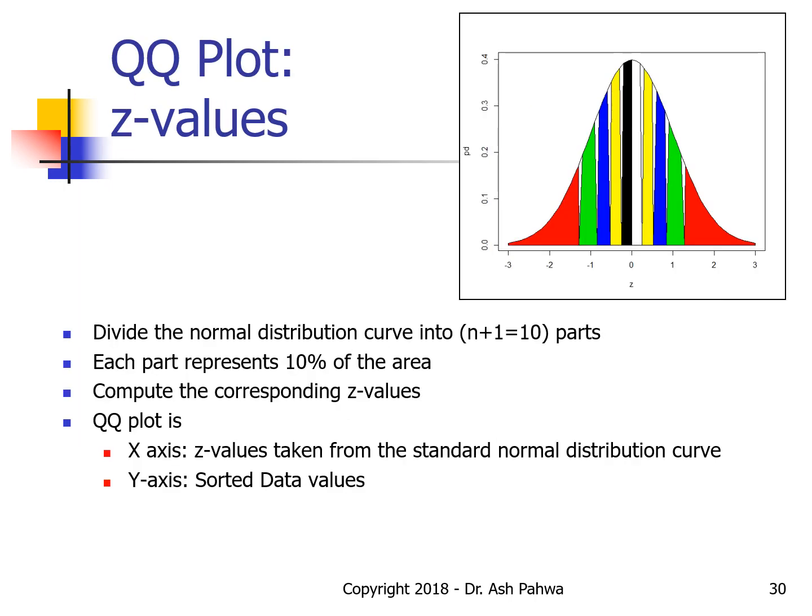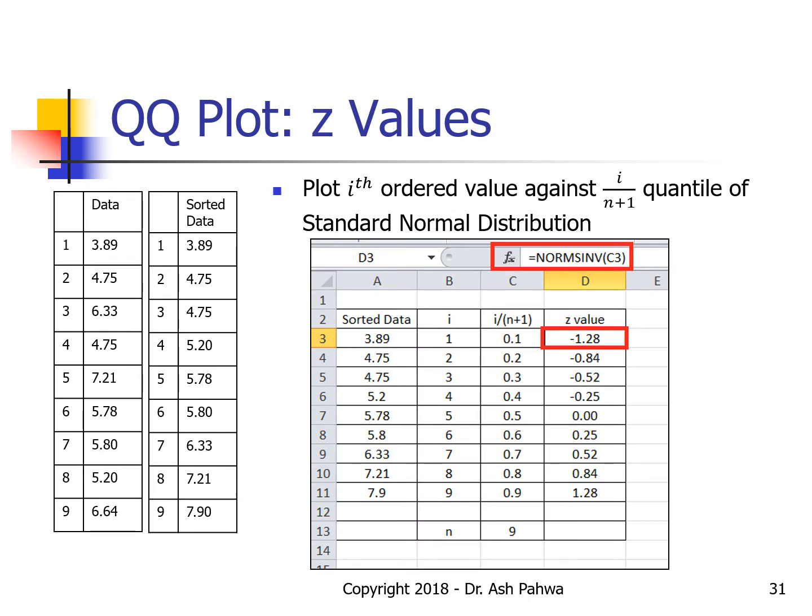Now let us compute the z-values. We do this by dividing our standard normal distribution curve into 10 parts. Since we have 9 observations, we are going to divide our curve into n plus 1, which gives us 10 parts. Each part represents 10% of the area. Next, we are going to compute the corresponding z-values. Finally, we will plot the z-values on the x-axis and the sorted data on the y-axis. If it comes out to be a straight line, then we can conclude that our data is normally distributed. And now let us compute the z-values using Excel.